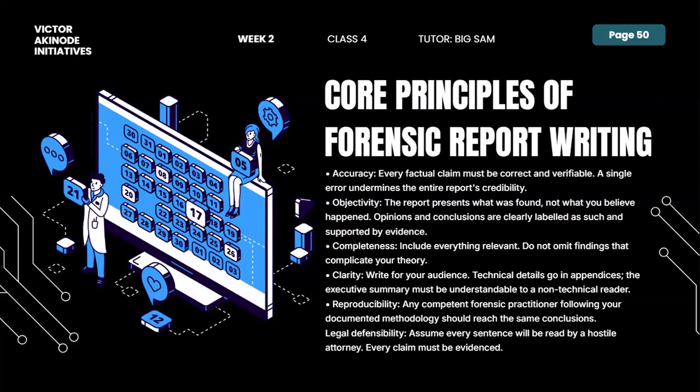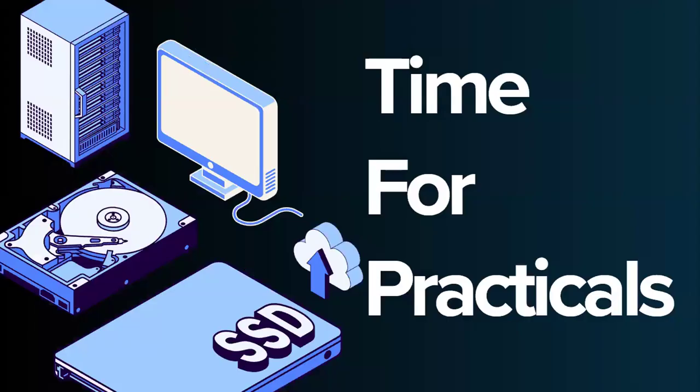Now, completeness: include everything relevant. Clarity: write for your audience, don't write for yourself. You are technically inclined, some people are not. Reproducibility: any competent forensic practitioner following your documented methodology should reach the same conclusion. Any methodology you've written, oh, you did this, you ingested this, this is the exact hash value you're able to get. Anybody should be able to do the same thing and get exactly what you get. And legal defensibility: you must be able to defend it in court.